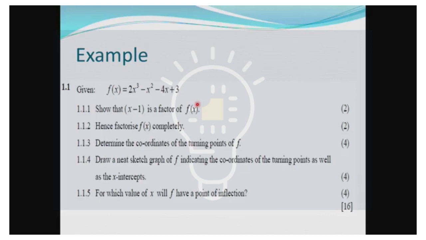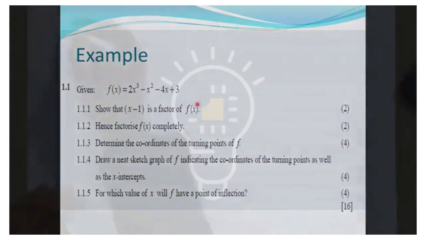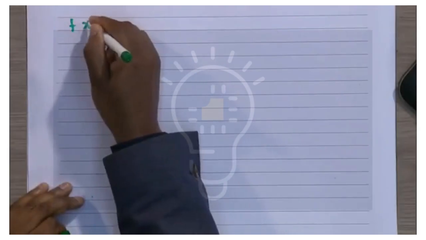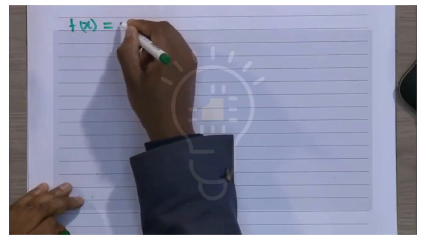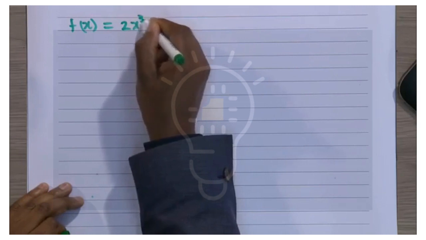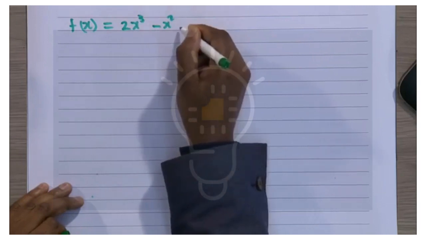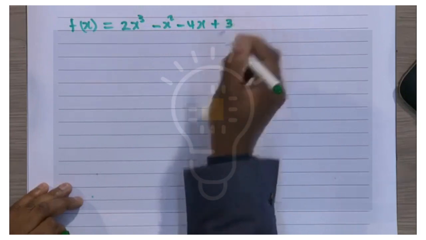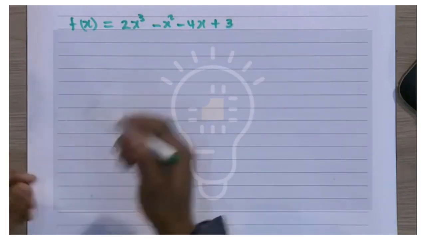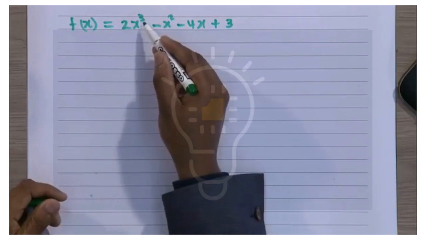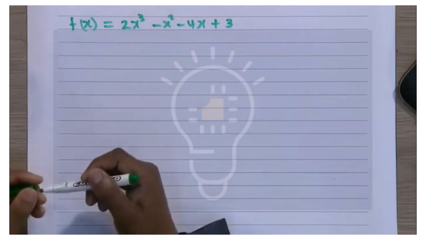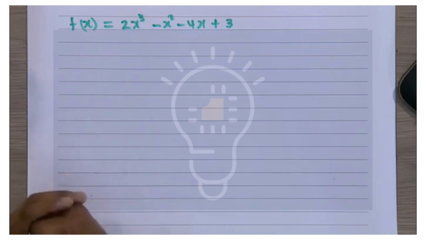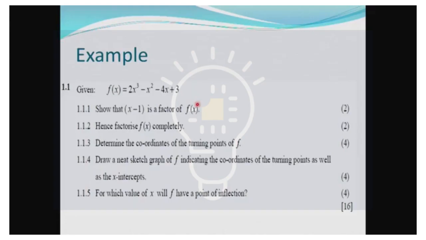Okay, learners, if you look at this example, we are given the function f of x equals 2x cubed minus x squared minus 4x plus 3. That is the function that we are given. It's a cubic function because the highest power is 3. If the highest power is 2, then it's a quadratic. But this one is a cubic function. Now, 1.1.1: show that x minus 1 is a factor of f of x.